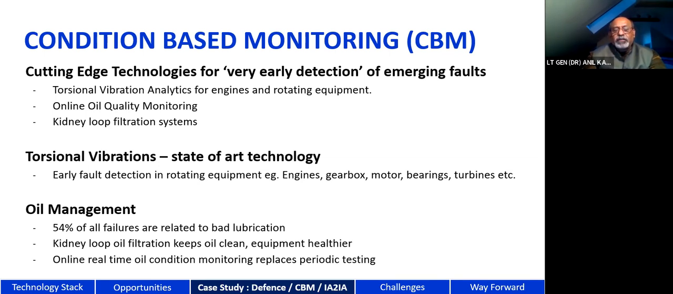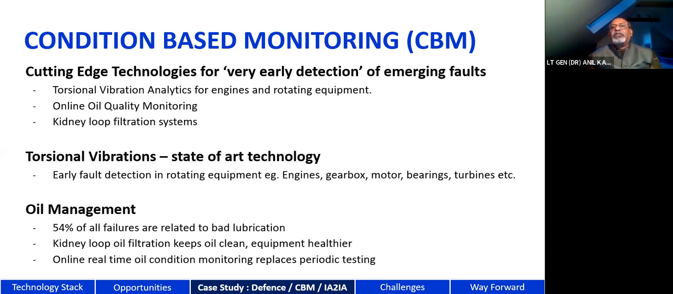You have oil management. I mean, most of the failures of engines have been analyzed. Almost 54% of failures happen because of poor oil management. So therefore, this is yet another very important indicator to help you analyze conditions.